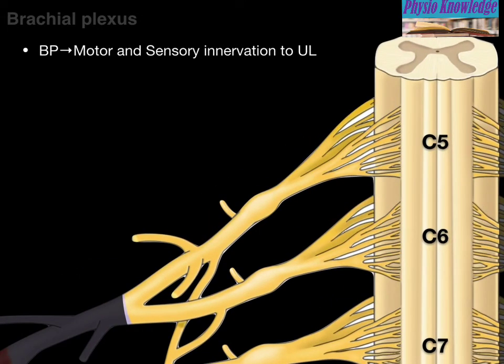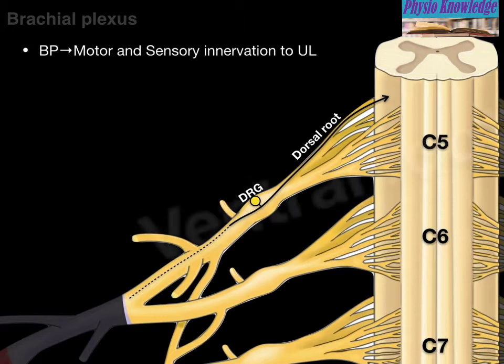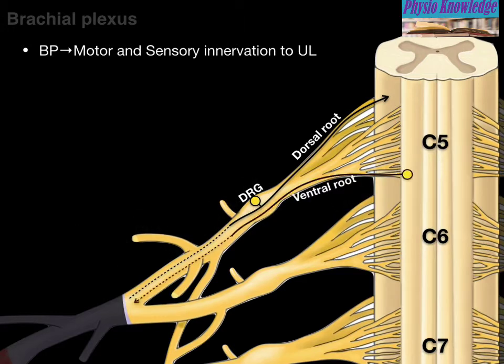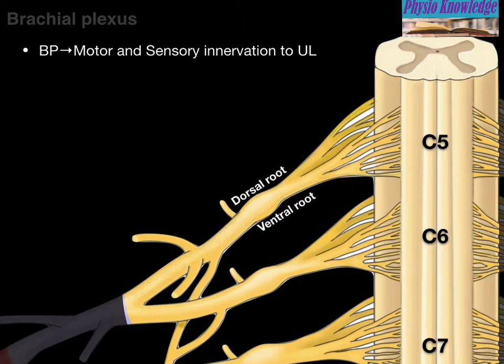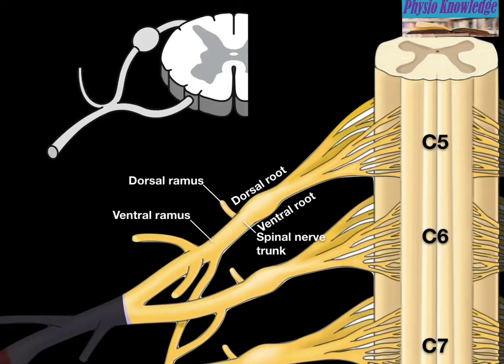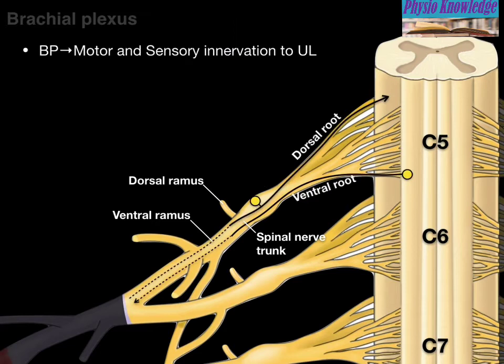If we zoom in, there's the dorsal root of the C5 level, and there's the sensory neuron coming in with its cell body in the dorsal root ganglion, and there's the ventral root with the motor neuron coming out. Then the ventral and dorsal roots come together to make a spinal nerve trunk, and the spinal nerve trunk gives rise to a dorsal and ventral ramus, which is the exact same thing as this picture we've used in the past. Our roots make a spinal nerve trunk and the two rami. This is what occurs at each of the segmental levels between C5 and T1.